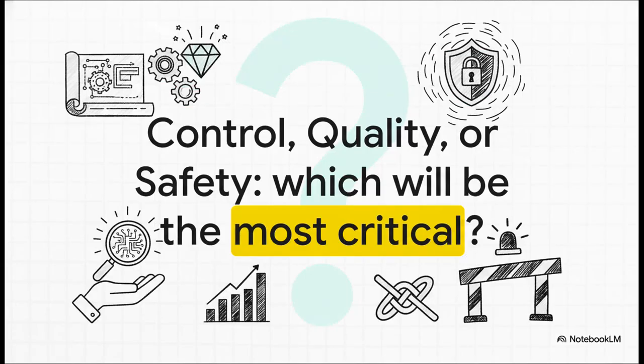So we've covered the blueprint for building robust AI today. But looking forward, as these models get exponentially more powerful, I want to leave you with this question. Which of these three pillars, control, quality, or safety, do you think will become the most critical, the most urgent challenge for engineers to solve first? Definitely something to think about.